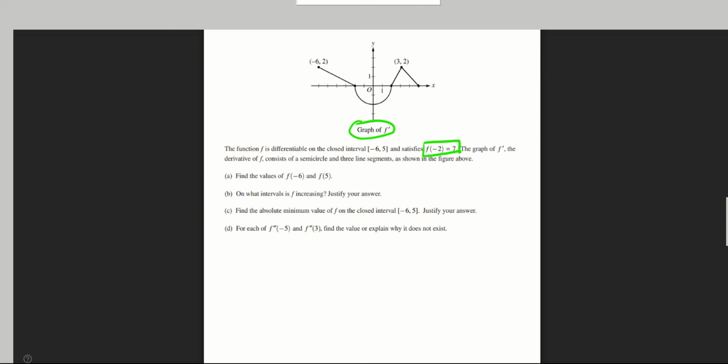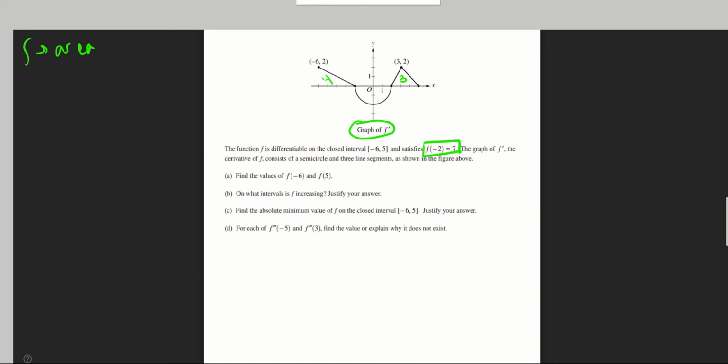So first thing we need to remember is when we integrate, that means we are finding area. And fortunately, all of these regions are very easy to find the area of. So this first little area is a triangle. It's above the x-axis, so it's going to be positive. Base is 4, height is 2, so this area is going to be 4. Your third area is also a triangle above the x-axis. Base is 3, height is 2, so that area is going to be 3.